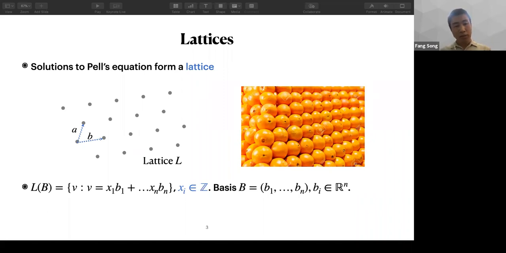It's worth noting that the basis is not unique. For instance, there's another basis, C and D, which would generate the same lattice. So keep this in mind. We'll come back to lattices a little bit later.